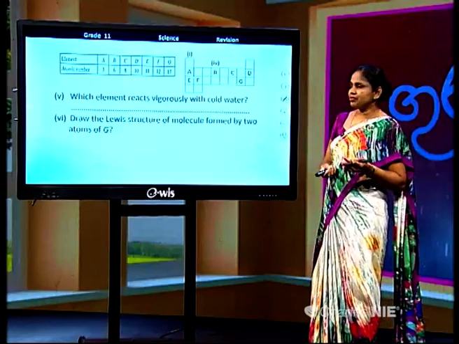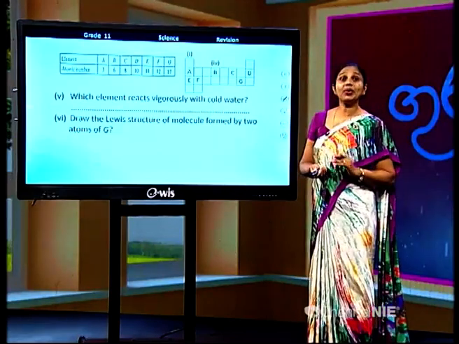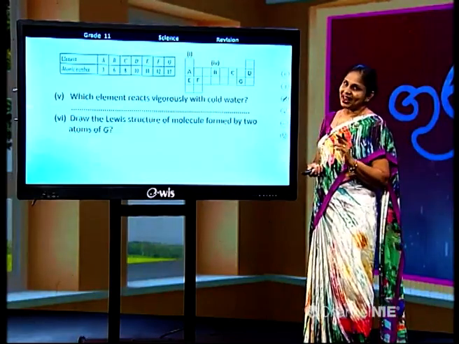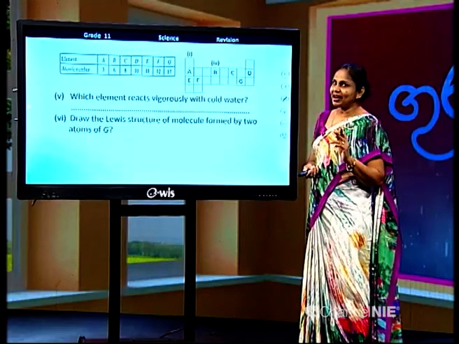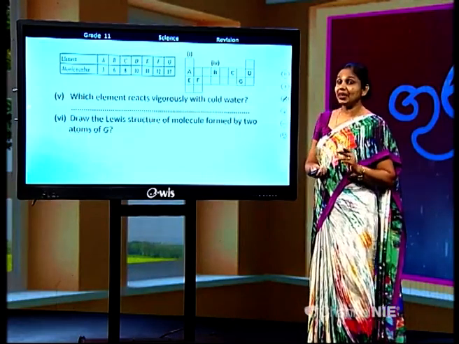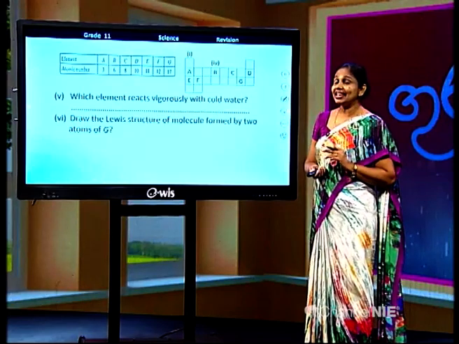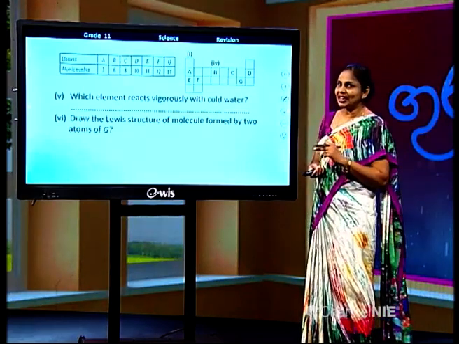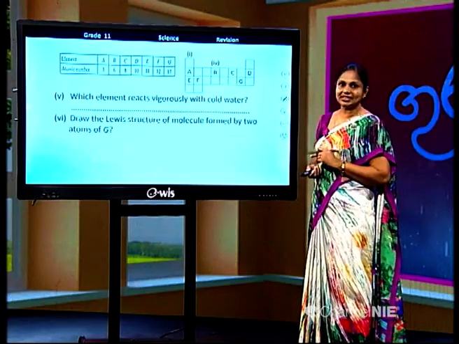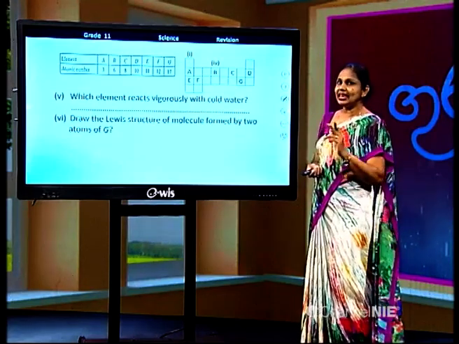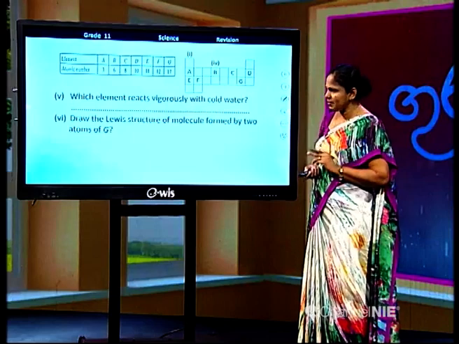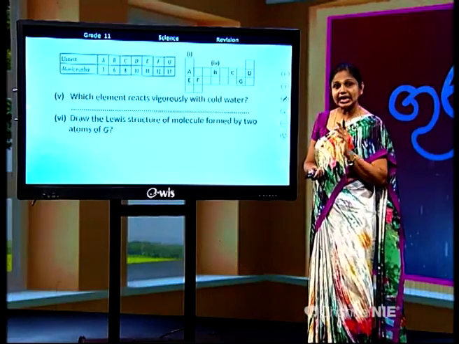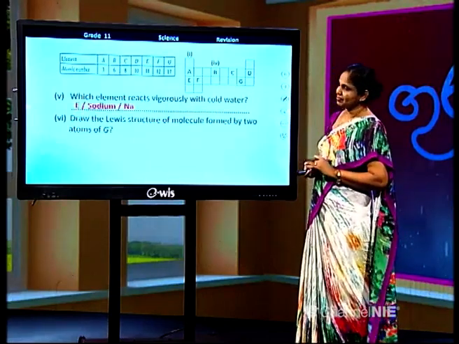Which element reacts vigorously with cold water? You know that sodium is the metal available in our school lab that reacts vigorously with cold water. Then here also the sodium element is given in this table. E represents sodium, then the answer is E or sodium.